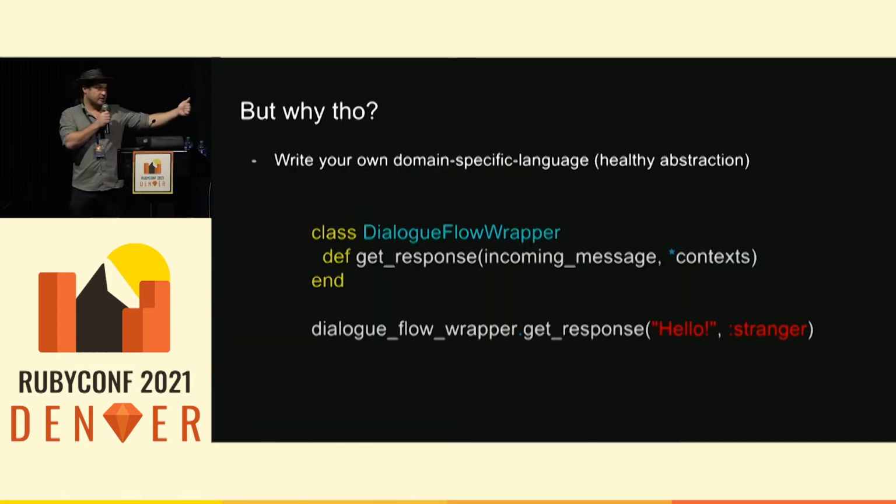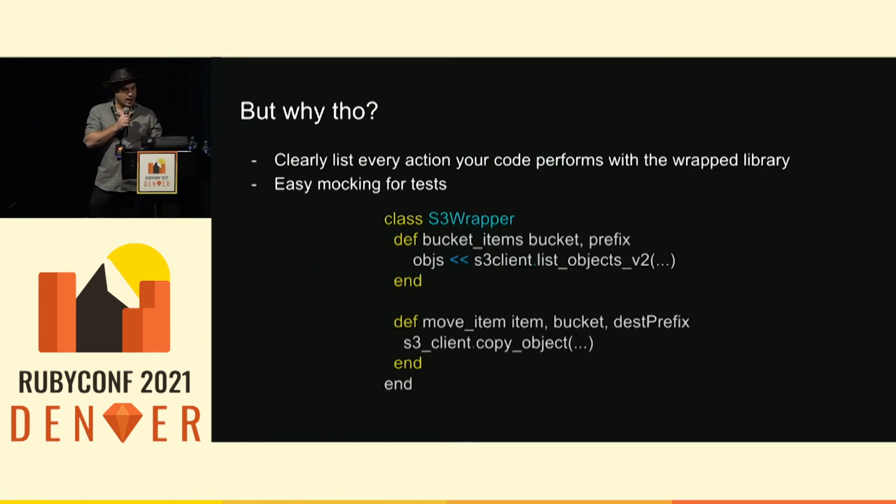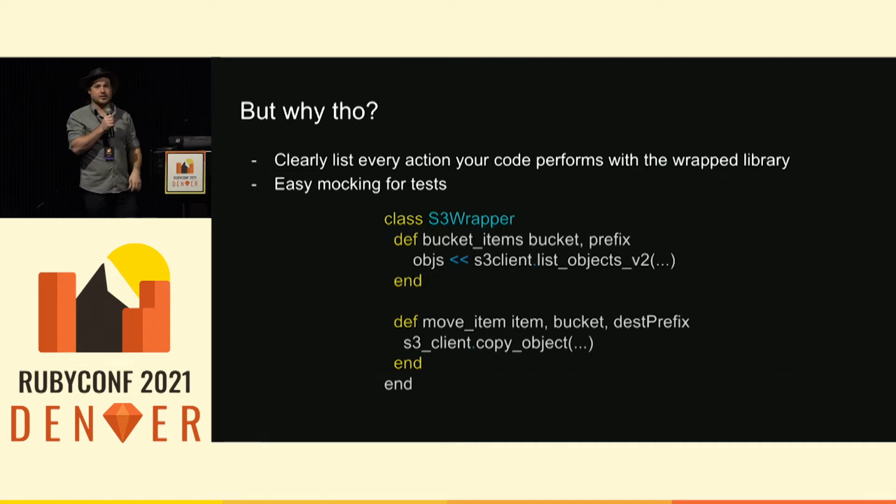So what does this pattern let us do? It lets us write our own domain-specific language because I can say the action that I care about instead of what the library code likes to think in. It makes it easy to list every action, every interaction that I'm having with my dependency because it's only in one file in one class. So I can just search through that class for every instance of my client and I can mock that.